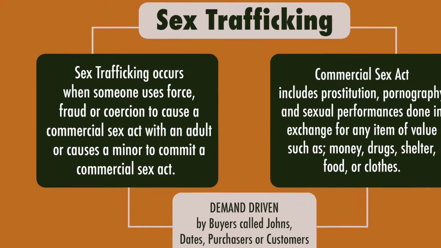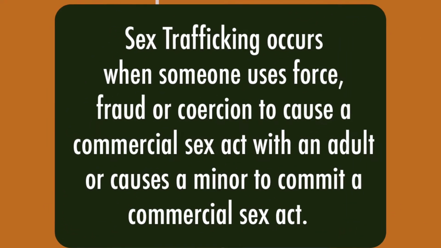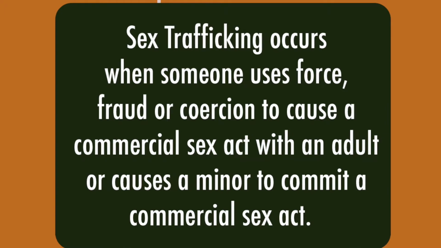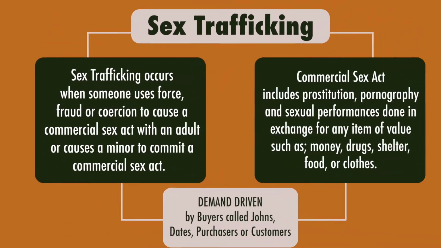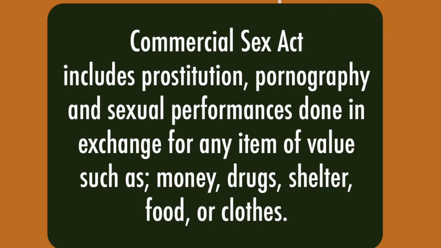Let's explain sex trafficking. It occurs when someone uses force, fraud, or coercion to cause a commercial sex act with an adult or causes a minor to commit a commercial sex act. Now let's talk about commercial sex acts. The definition is that it includes prostitution, pornography, and sexual performances done in exchange for any item of value such as money, drugs, shelter, food, or clothing.